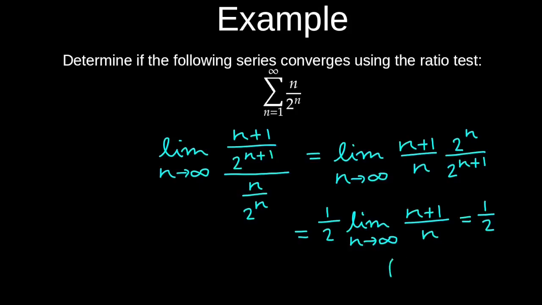And because this value is less than 1, then the series converges by the ratio test.